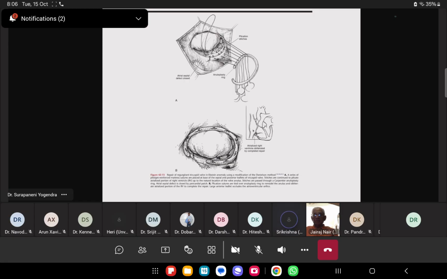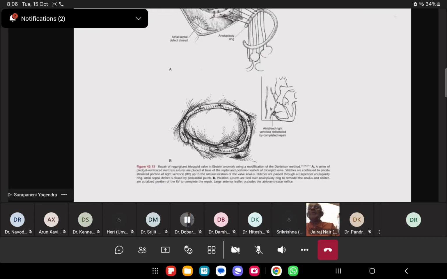So, this is a repair of tricuspid regurgitation in Ebstein's anomaly using the modified Danielson approach. A series of pledgeted mattress stitches are taken in the atrialized RV and then passed through the annulus.